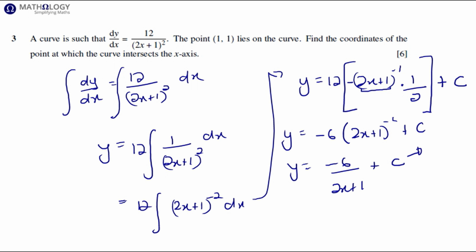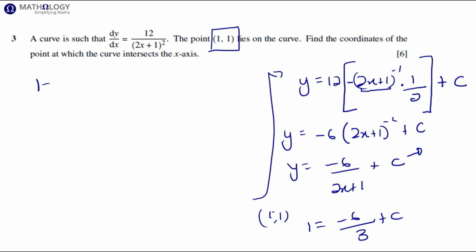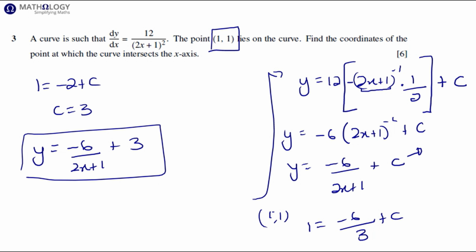Now to find c, we use the fact that the point (1, 1) lies on the curve. So we're going to substitute the point (1, 1) in. 1 equals minus 6 over (2 plus 1), which is 3, plus c. 1 equals minus 2 plus c, so c equals 3. The defining equation of the curve is therefore y equals minus 6 over (2x plus 1) plus 3. Now that is the curve.